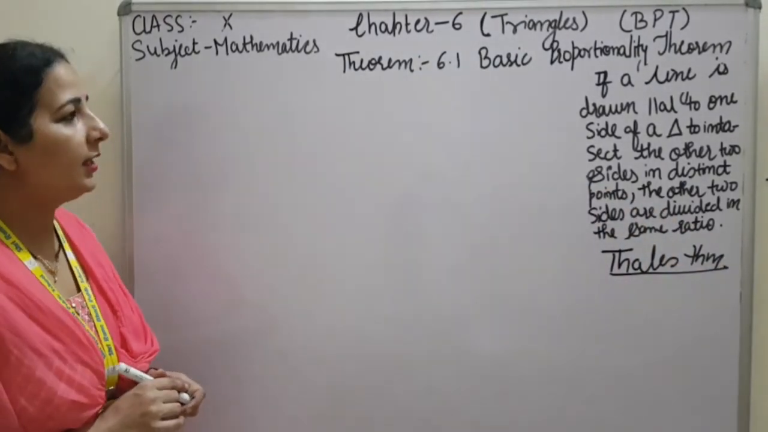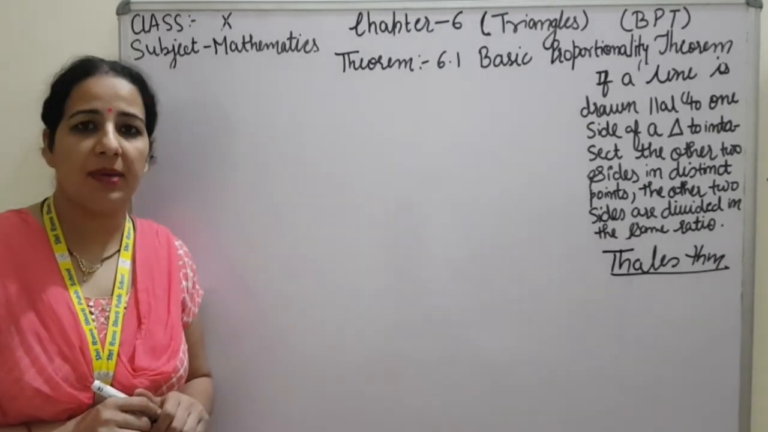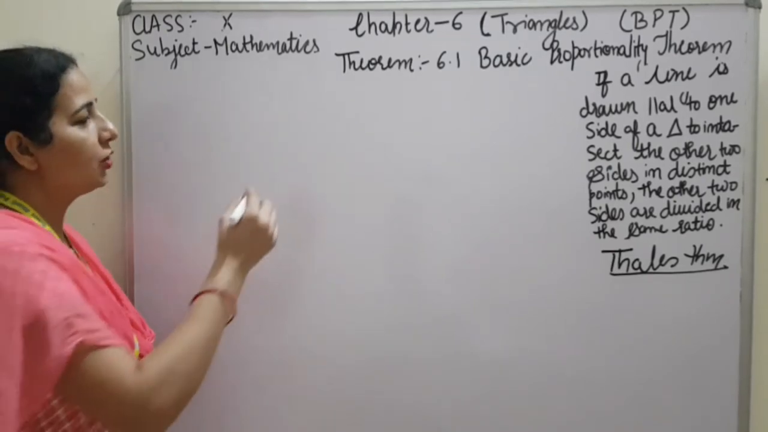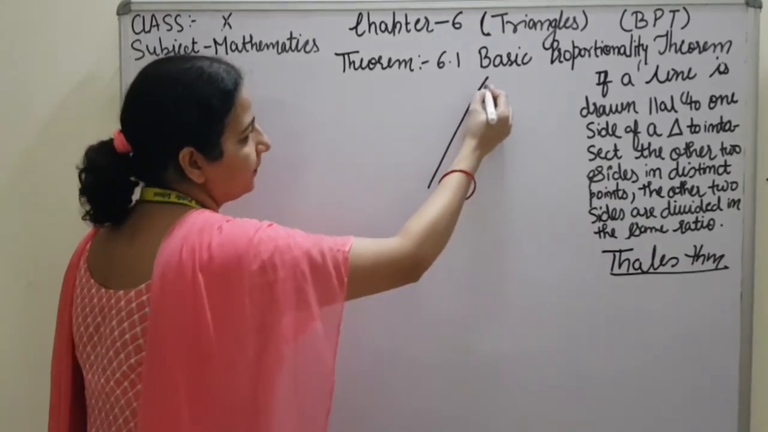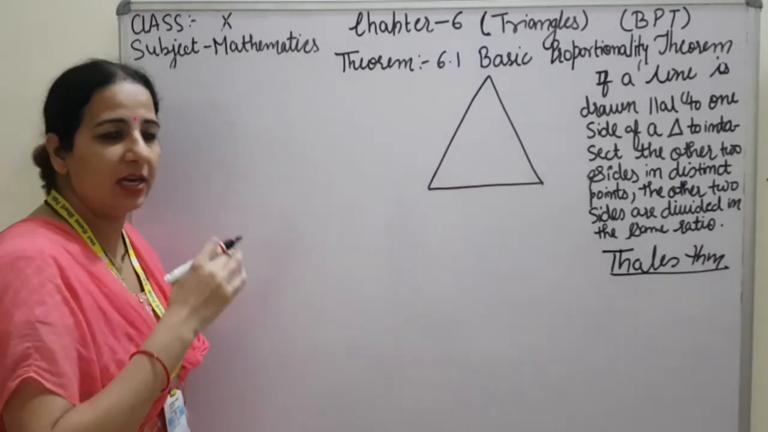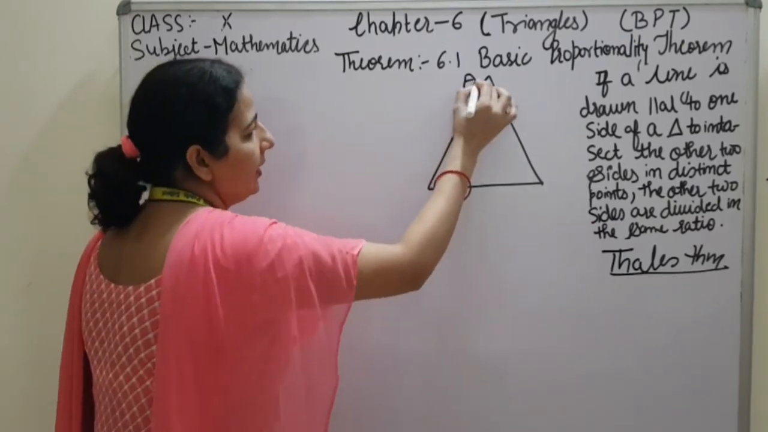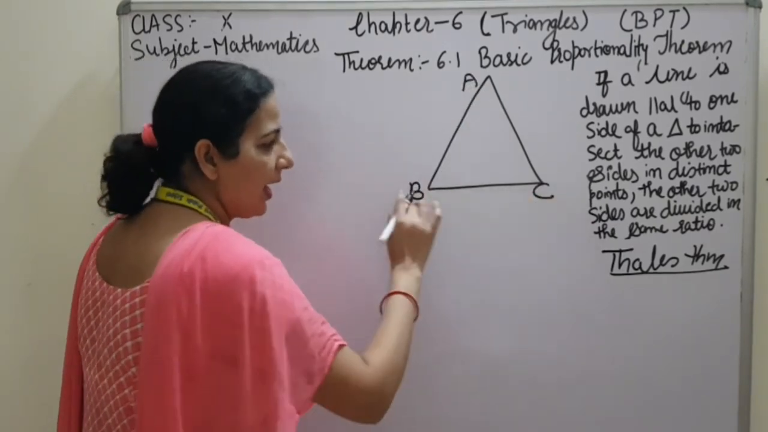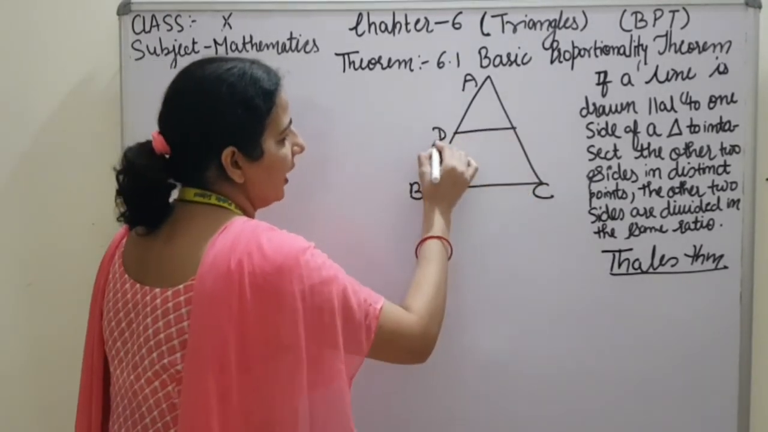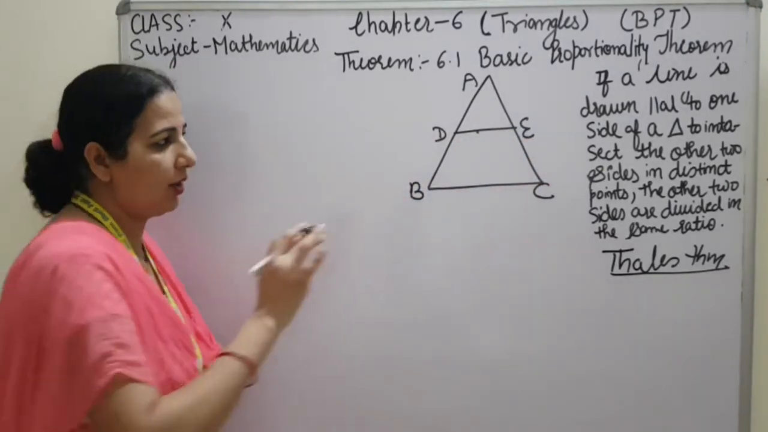Fine. So the statement of this theorem is, if a line is drawn parallel to one side of a triangle, it means the theorem is applicable only in the shape of a triangle. So they have given one triangle. I am going to draw the diagram according to the statement. If a line is drawn parallel to one side of a triangle, the triangle is ABC. Draw any one line that is parallel to any one side. So I have taken this line DE. Here DE is parallel to BC. This is given in the theorem.